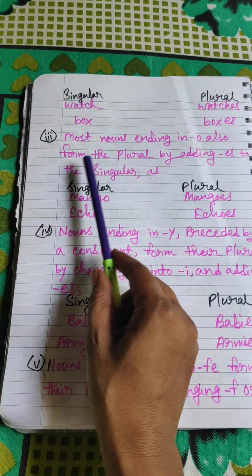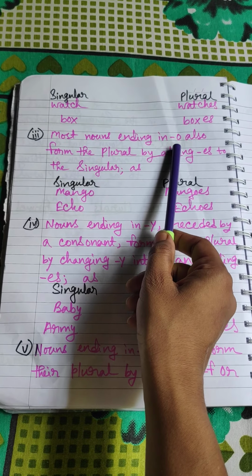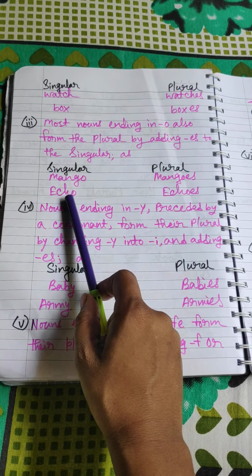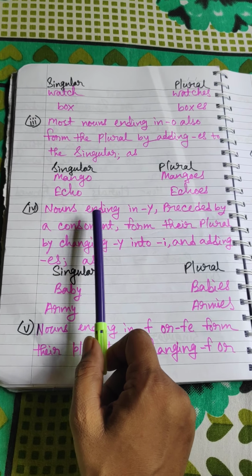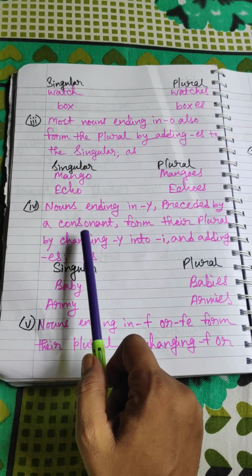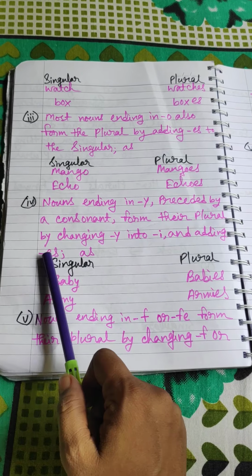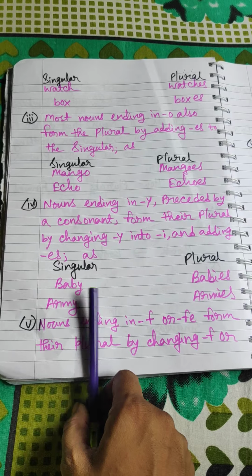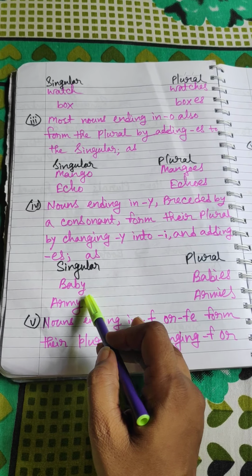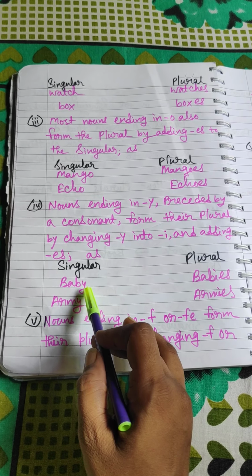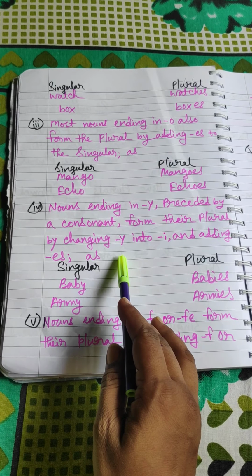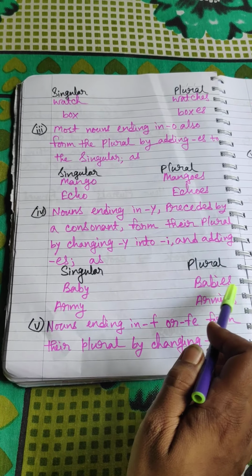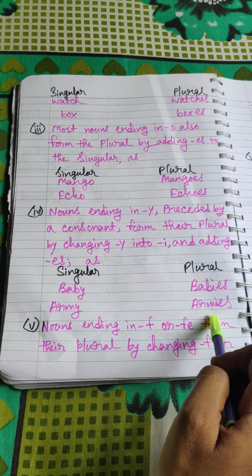Now number 3. Most nouns ending in o also form the plural by adding es to the singular. Mango, mangoes; echo, echoes. Number 4. Nouns ending in y preceded by a consonant form their plural by changing y into i and by adding es. Like baby. Here the ending alphabet is y and it is preceded by a consonant b. So here the y will change into i and after that we will add es. So baby becomes babies. Army becomes armies.